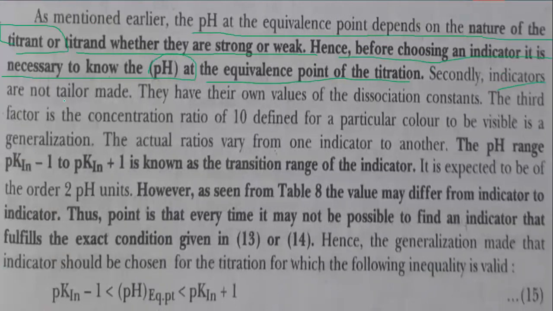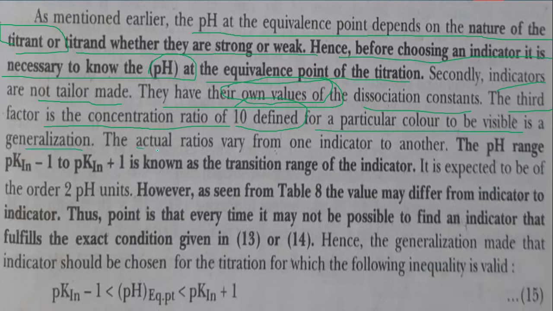Then, indicators are not tailor-made. They have their own values. Getting my point? They have their own values of dissociation constant. The third, you can see here, the factor is the concentration ratio of 10 defined for a particular color to be visible is a generalization. Okay, no problem. The actual ratios vary from one indicator to another indicator.